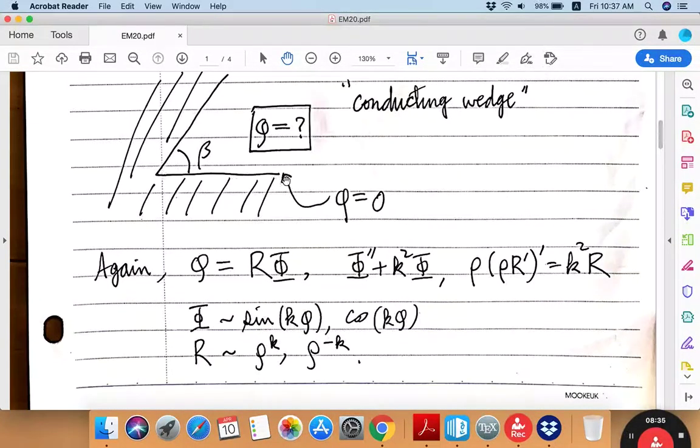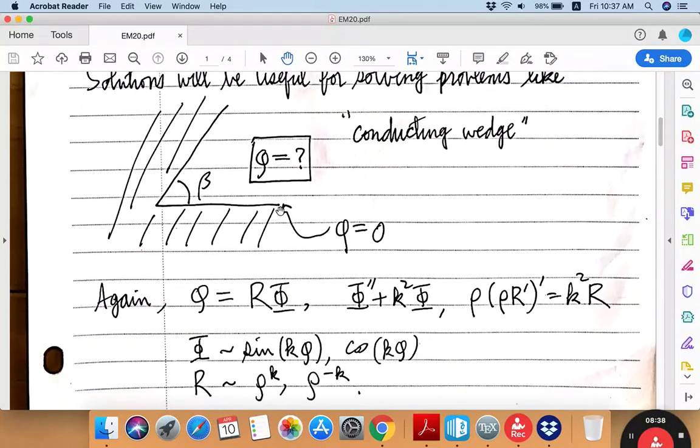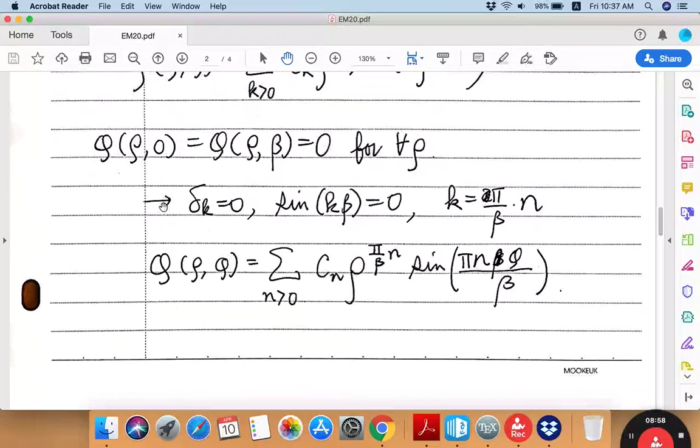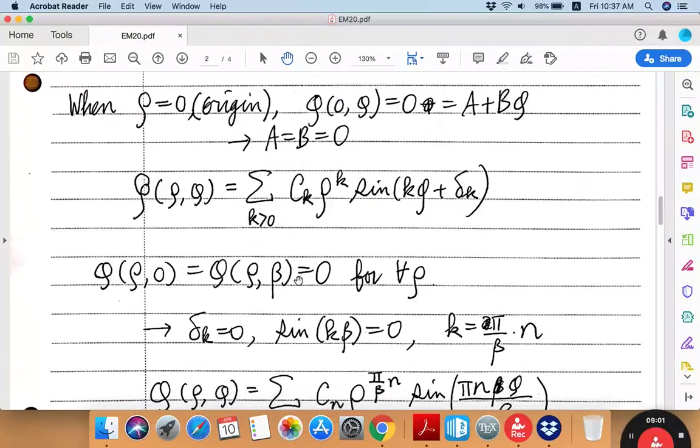Now, along this surface, the potential has to be 0. Along that surface, the potential has to be 0. And these two surfaces are characterized by the angle phi equal to 0 and the angle phi equal to beta. So let's try to take those factors into account. So when phi is 0, this entire thing has to vanish. When phi is equal to beta, this entire thing has to vanish.